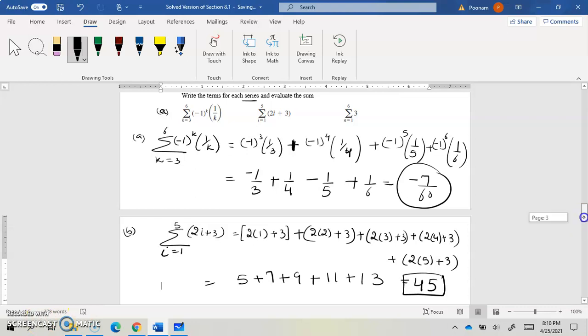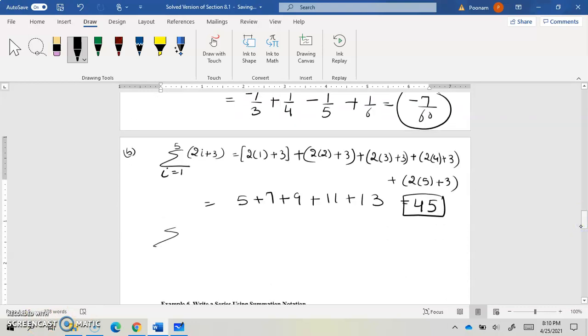Let's look at part C. We have sigma n from 1 to 6 of 3. Now this one's a little different. Here it's only 3. It's not having any n, meaning when n is 1, it's just 3. When n is 2, it's just 3. So you're just adding 3 six times because the summation is from 1 to 6. That would be 6 times 3 and we will get 18.